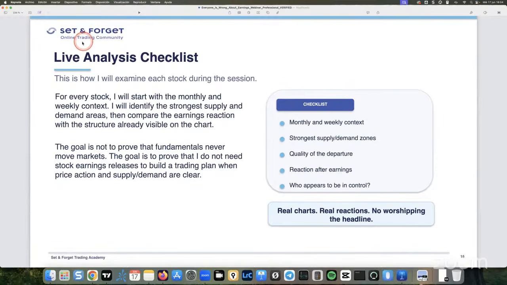So what do I check? Monthly, weekly context, the strongest supply and demand levels, the quality of the departure, the reaction after earnings. I do that just to show you now what's going on. I don't take a look at earnings. The goal is to prove that fundamentals never move the markets. They are just fuel once the driver, which is the demand level, is in control.